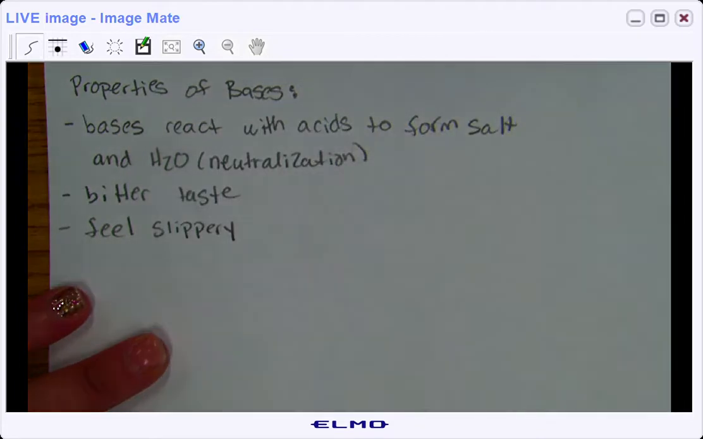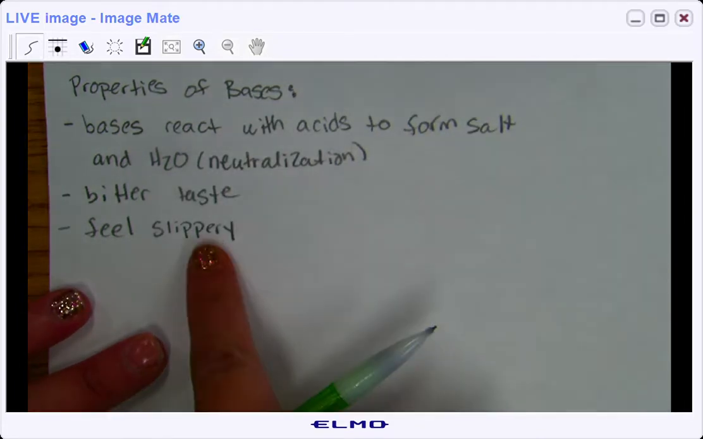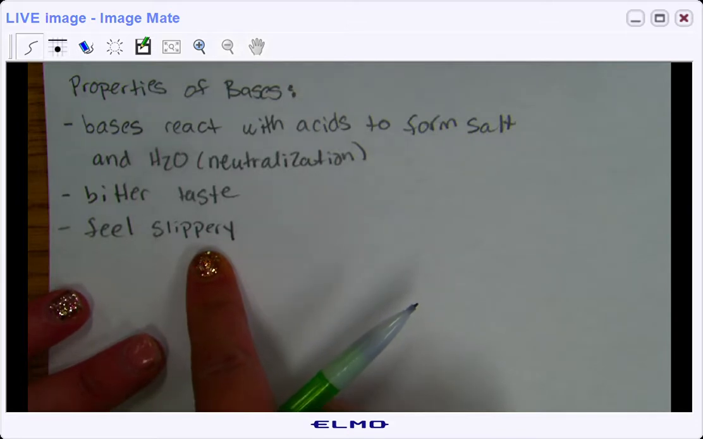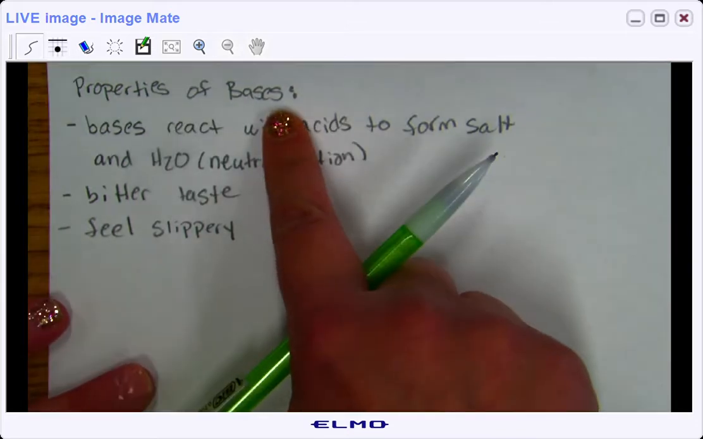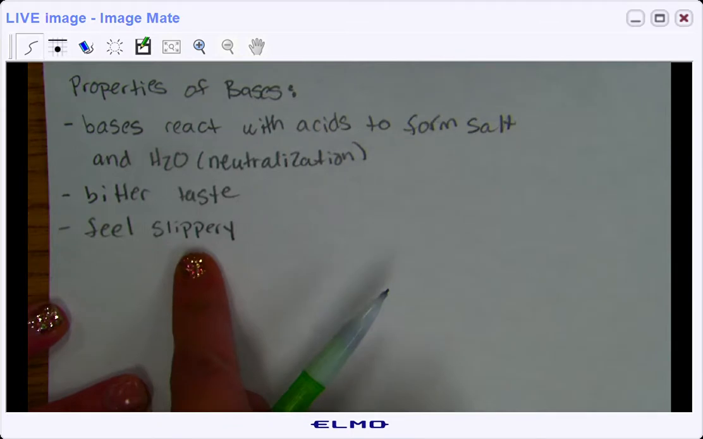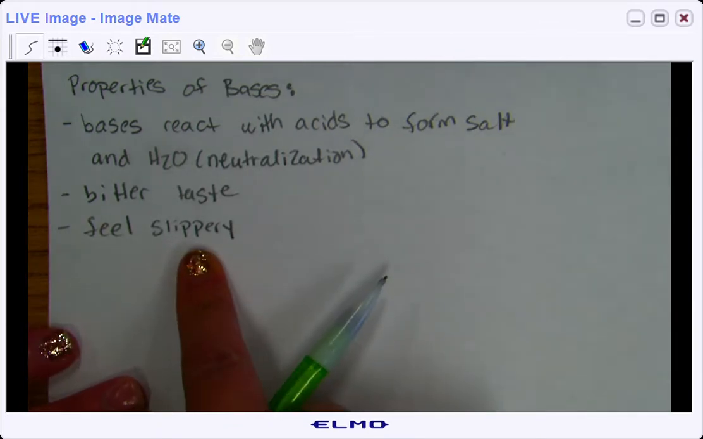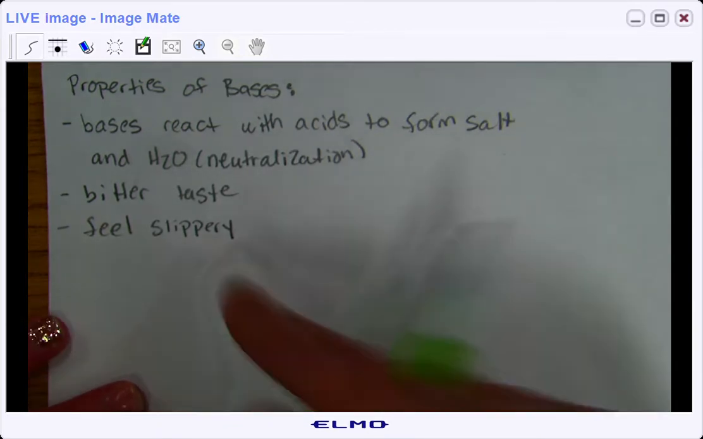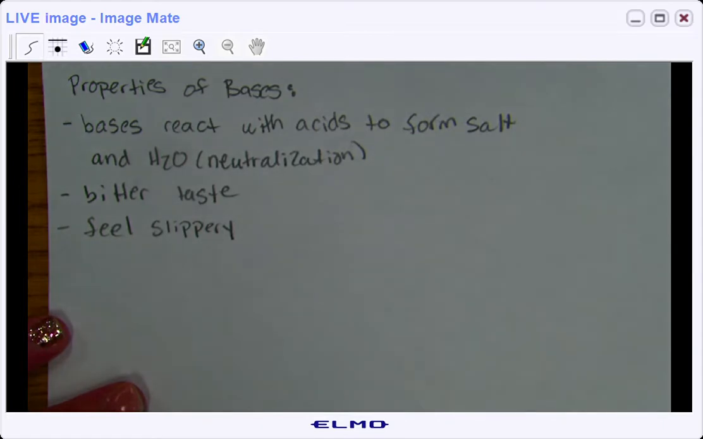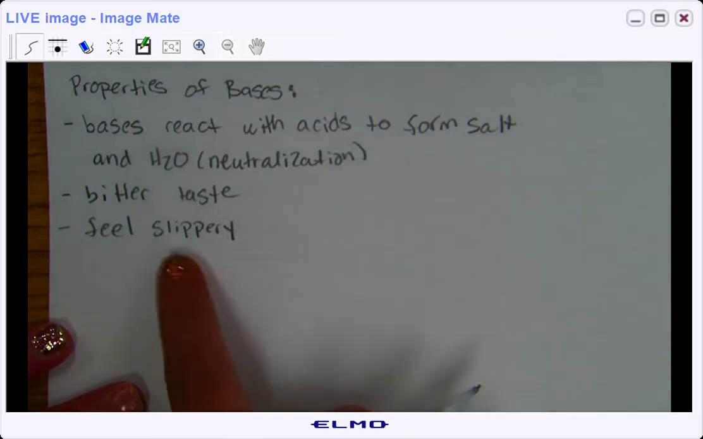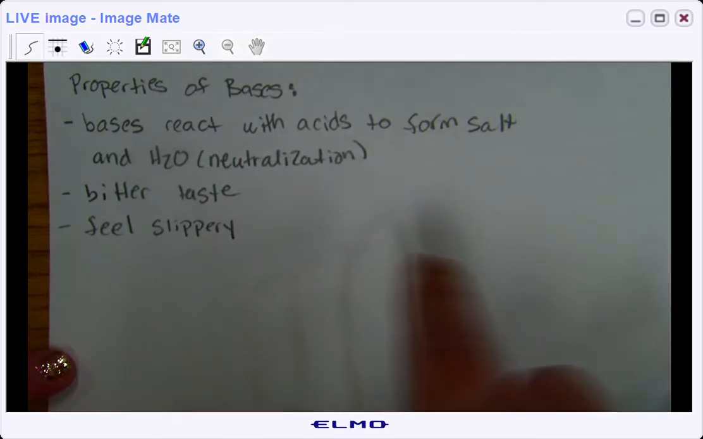Well, cleaning products are bases. So the reason your hands feel slippery when you're finished cleaning is because you've had your hand in a basic product, and that's where that is. If you've ever dropped some gas on your hand while you were pumping gas, you may have noticed it also felt slippery as well. Even after you washed your hands, you may have still felt a little bit slippery. Okay, but another example of a base.